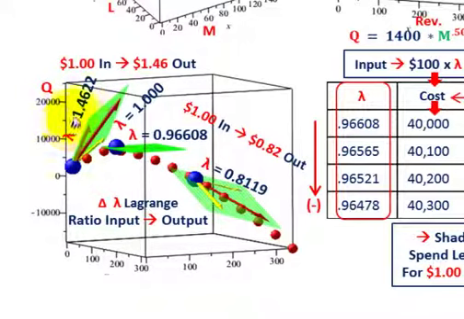So here's where we're increasing our revenue at a faster rate. And that's where the Lagrangian multiplier comes into effect. So for $1 in, I'm actually getting $1.46 out. Or $100 in, I'm getting $146 out at this point. So that's a good point to be at.